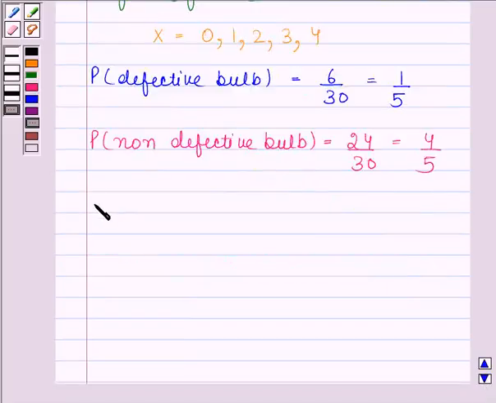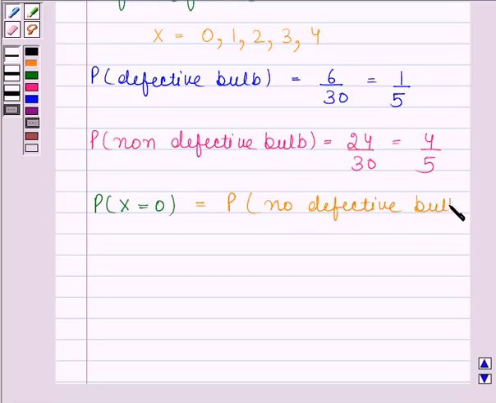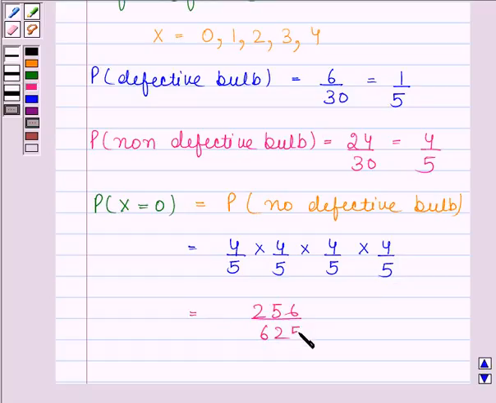So let's first find probability of X at 0. Probability of X equals 0 means we have to find the probability of getting no defective bulb. That means in all the 4 draws, bulbs are not defective. And we know that probability of getting a non-defective bulb is 4 by 5. So probability of X equals 0 is 4 by 5 into 4 by 5 into 4 by 5 into 4 by 5, and this is equal to 256 upon 625.